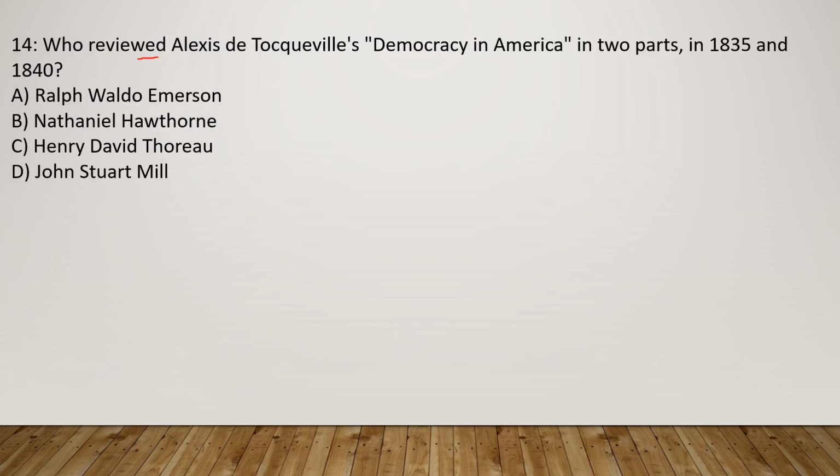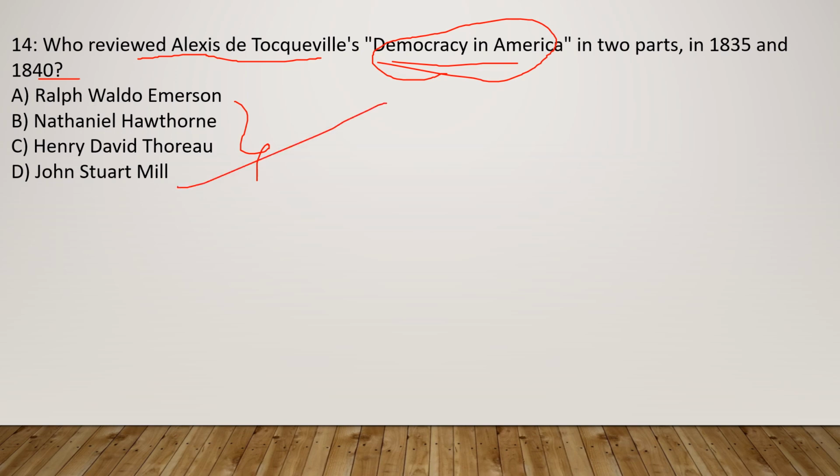Who reviewed Alexis de Tocqueville's Democracy in America in two parts in 1835 and 1840? This book is very important, Democracy in America. Options are given to you. What is the correct option? The correct option is option D, John Stuart Mill.